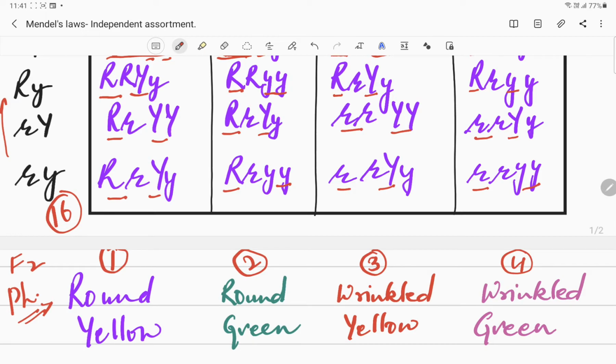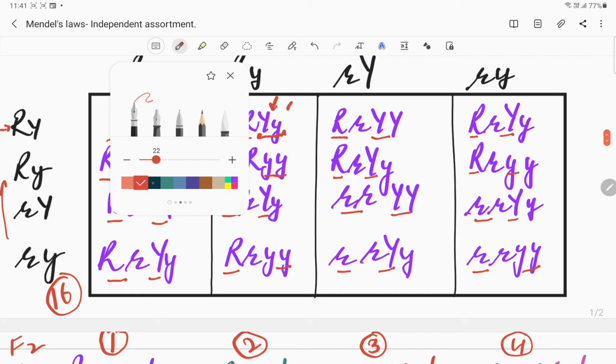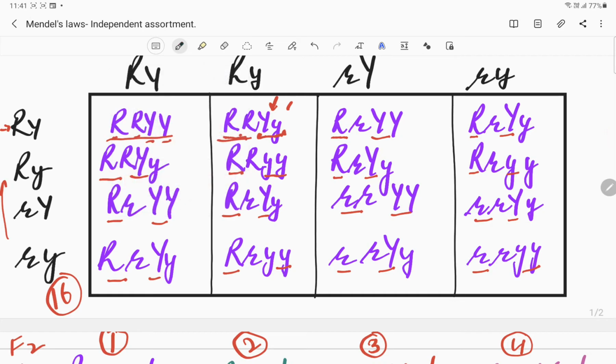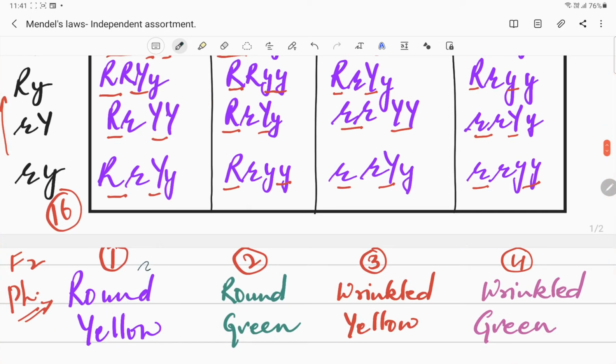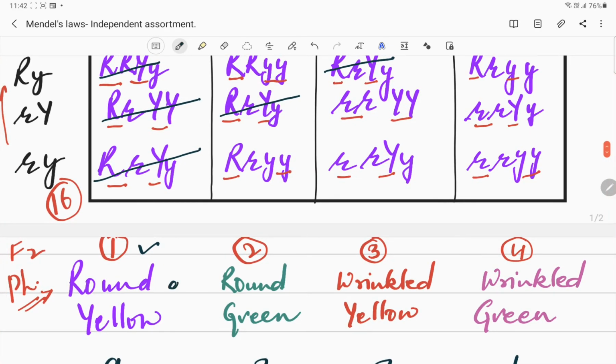But what about their genotypic ratio? What about the genotypes? How many round yellows do we have? Let us count the round yellows, and let's use a black color to strike them off. So let us first of all count all the round yellows. We got round yellow 1, 2, 3, 4, 5, not this one, 6, 7, and this is 8, and this is 9, and we get 9 round yellows. So let's just write 9 here.